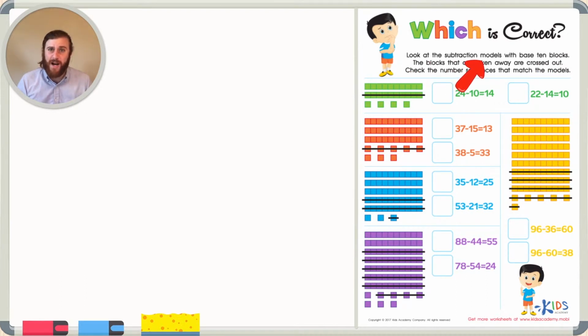Look at the subtraction models with base 10 blocks. The blocks that are taken away are crossed out. Check the number sentences that match the models.